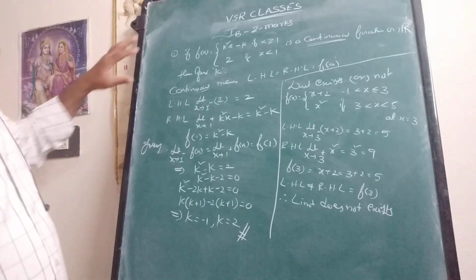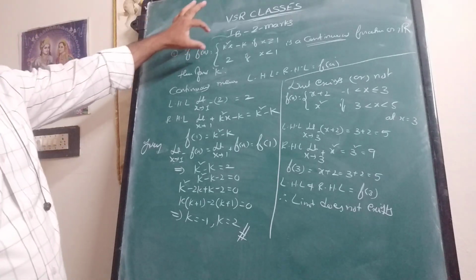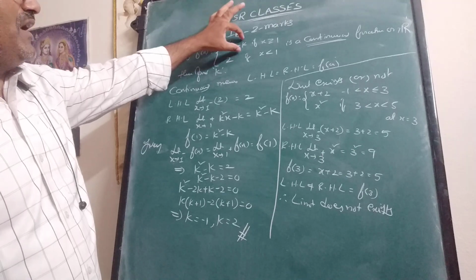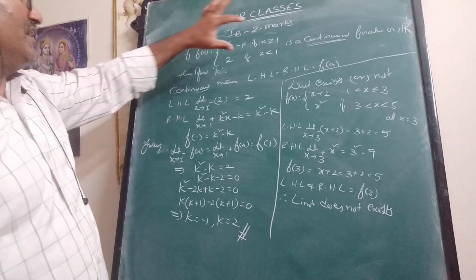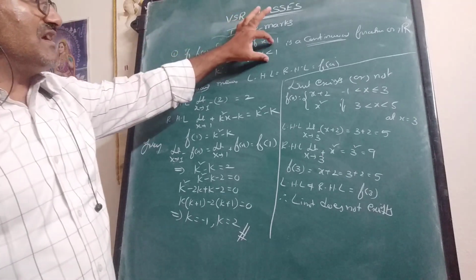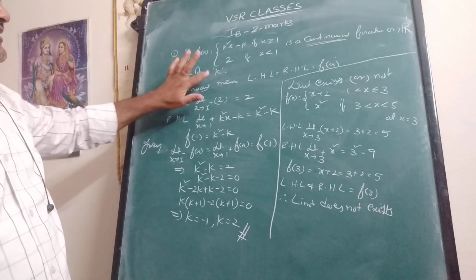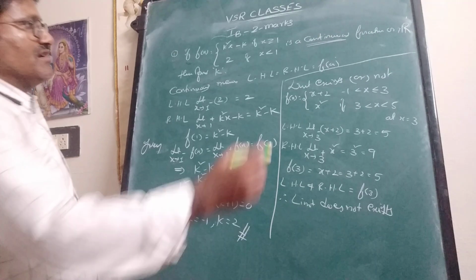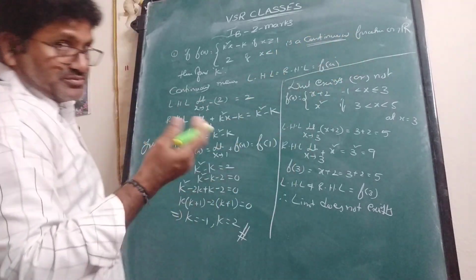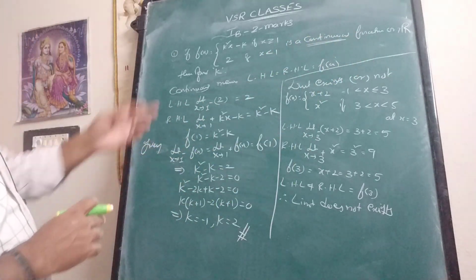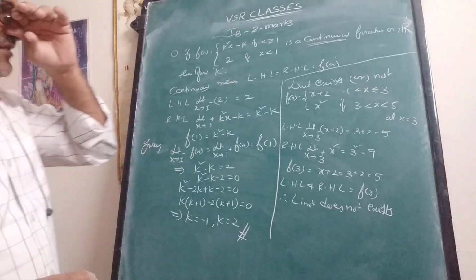Now this is a continuity problem. If f of x is equal to k square x minus k if x is greater than or equal to 1, and 2 if x is less than 1, is a continuous function on R, the real numbers, find the value of k. Already it is given that it is continuous. For a continuous function, the left hand limit and right hand limit should be equal to its functional value.